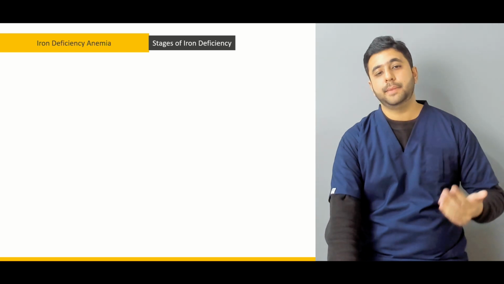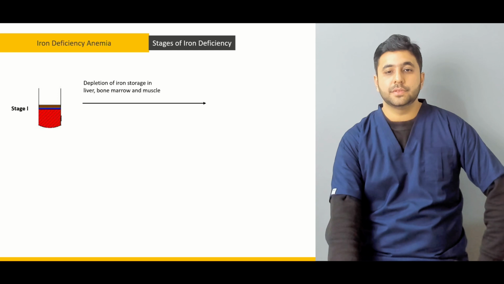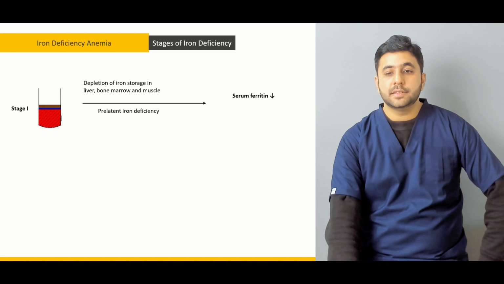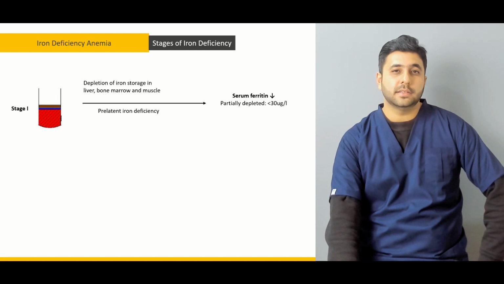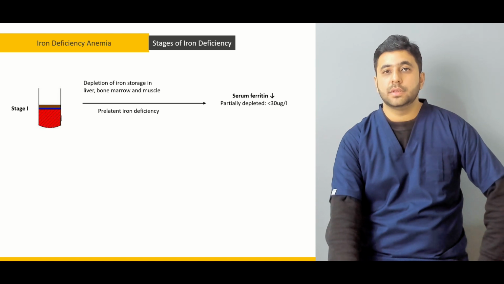The same thing is explained here in another pathway. In stage 1, we have slowly the depletion of the iron storage in the liver, bone marrow, and the muscle. This is classically defined as a pre-latent iron deficiency. The serum ferritin level slowly starts going down, but the other body indices, the saturation or the transferrin levels, are generally kept constant.